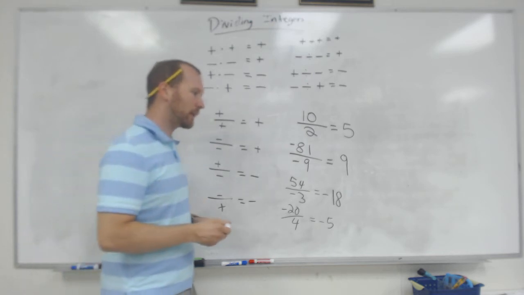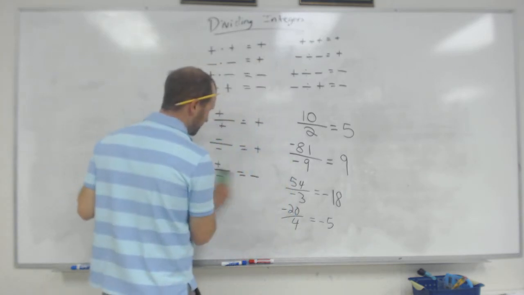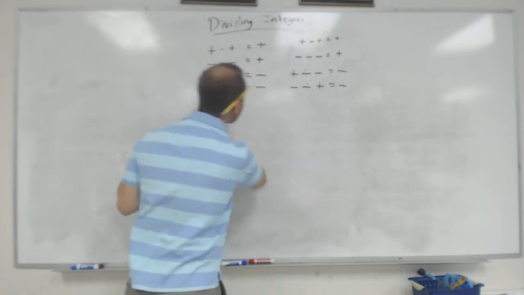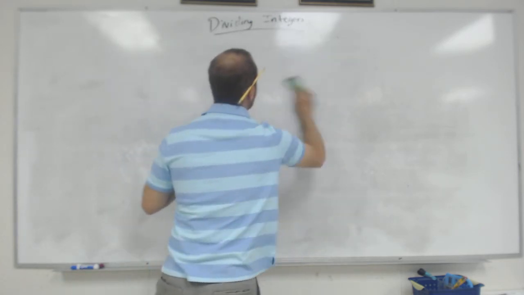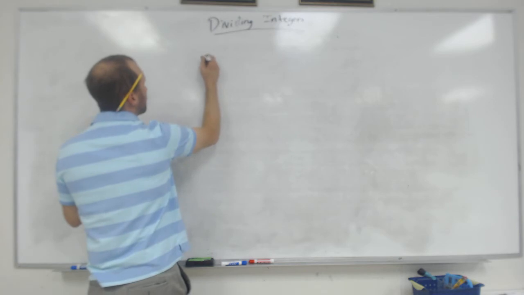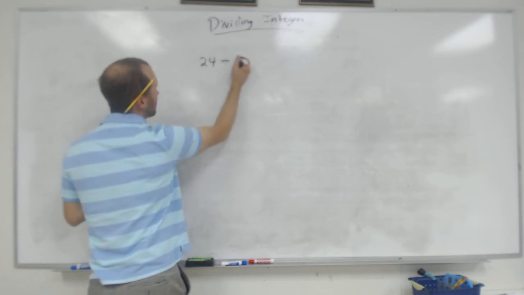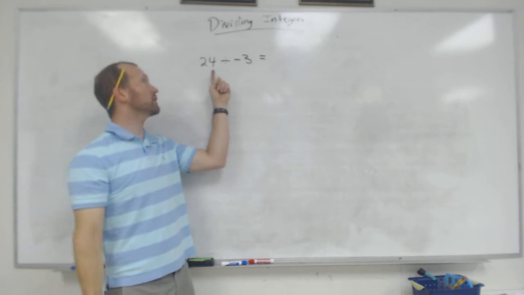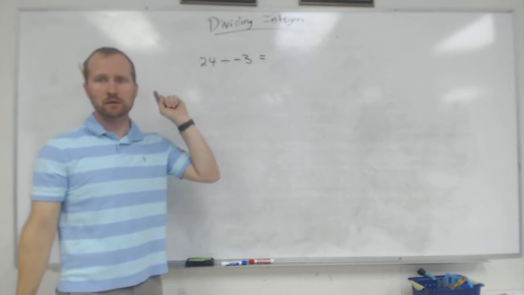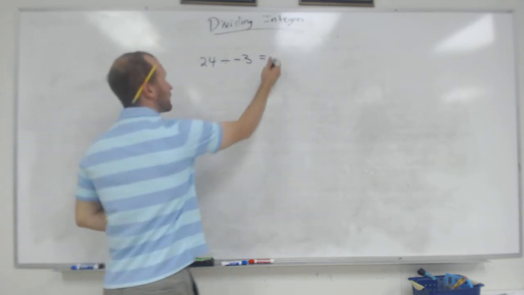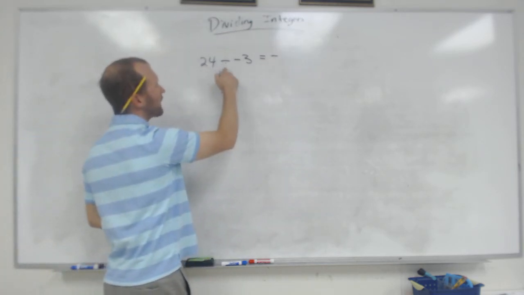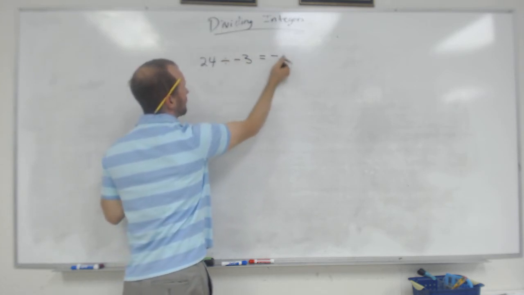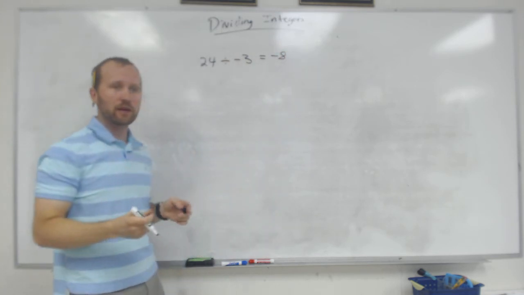So let's do a couple more examples. If you have something like 24 divided by negative 3. First step, we say, okay, a positive divided by a negative is a negative. And then I do 24 divided by 3, which is 8. So my answer is negative 8.